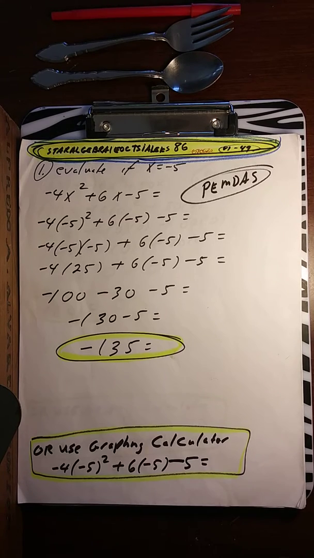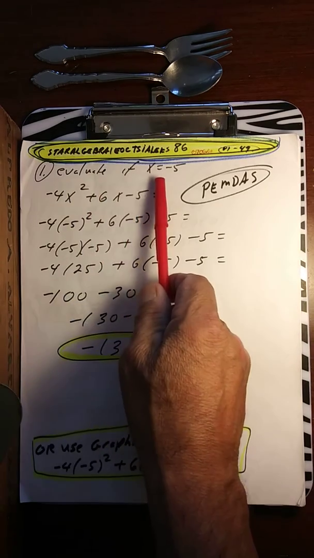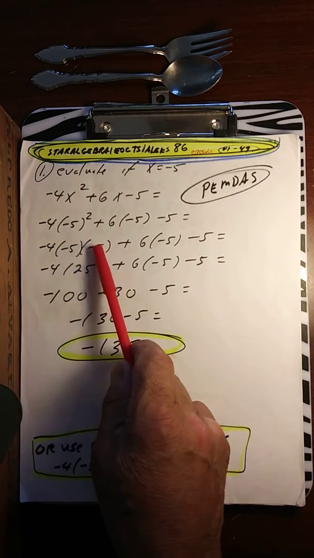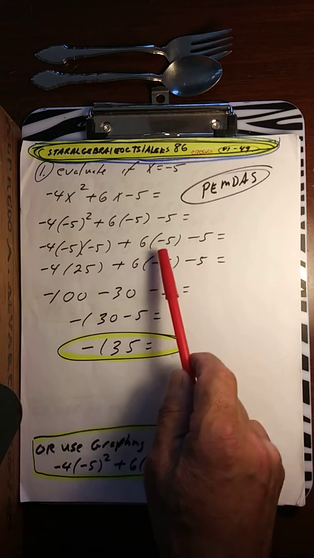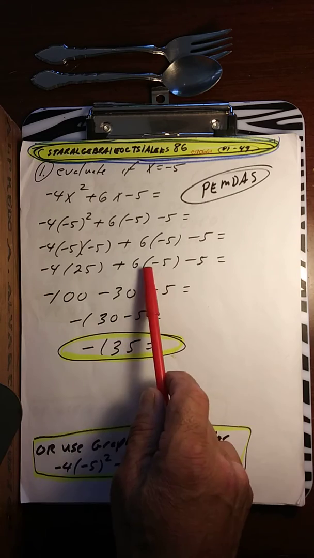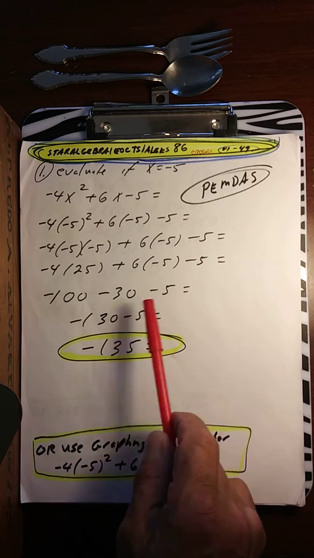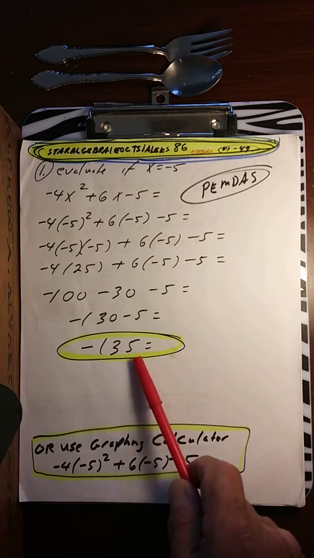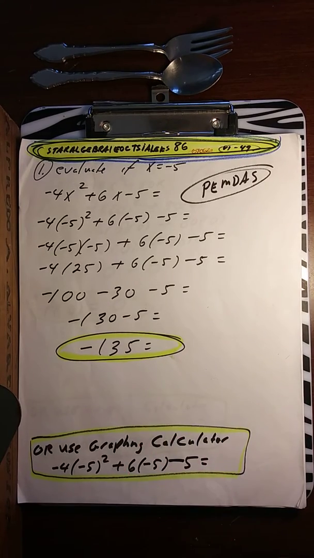Let's do the Star Algebra 1 and of course TSI Alex 86 question. Let's do it now. Evaluate if x equals -5. Put -5 in there for the x's. -5 squared is 25, and then -5 down here. That turns out to be -100, and that's -30, and that's -5. So -100, -30 is -130, minus 5 is -135. Or you can use a graphing calculator if you want.